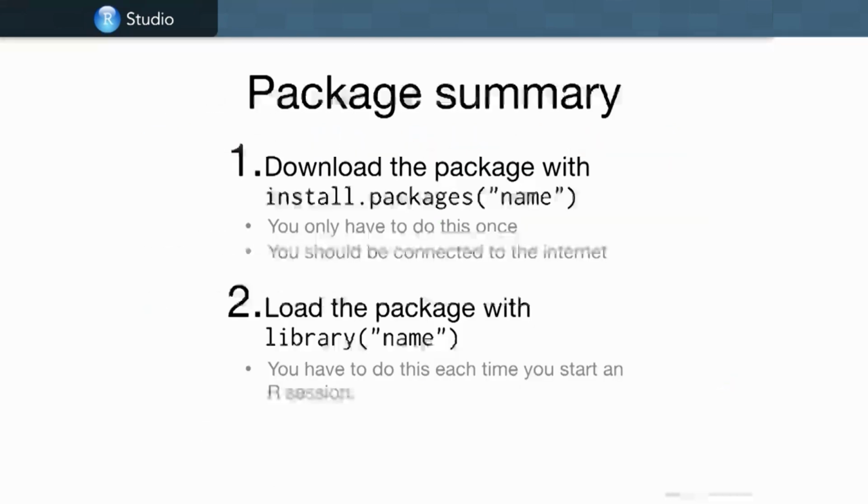So to summarize, download packages with install.packages, and then the name of the package surrounded by quotation marks, and then load the packages with library and the name of the package. You can surround the name in quotation marks in the second step, or you could not. For library, it doesn't matter.